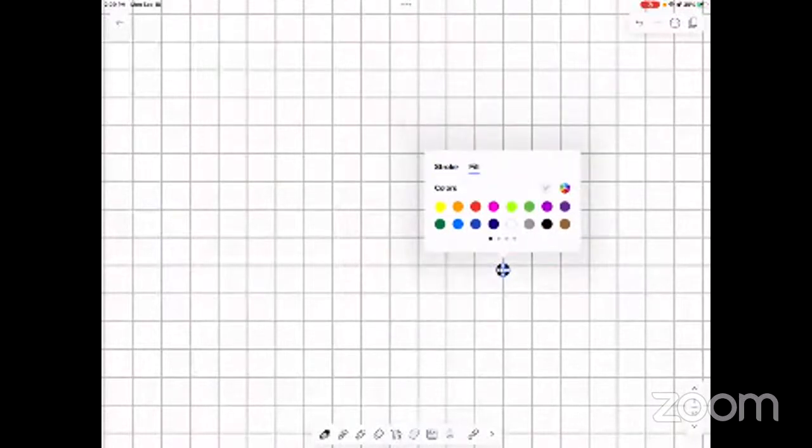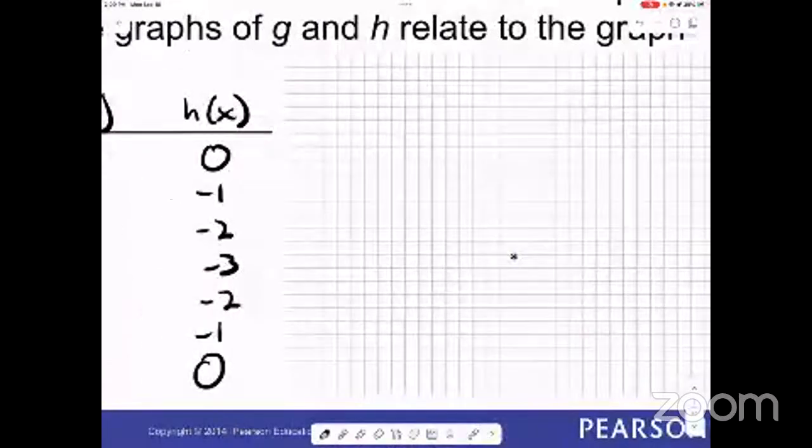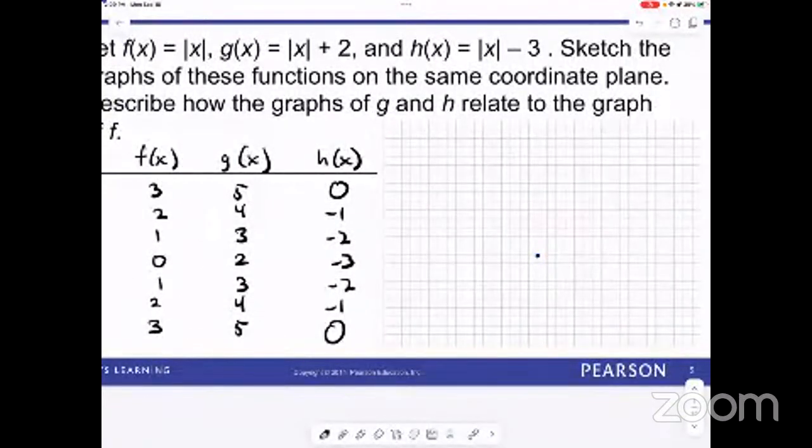Hopefully that's not too big. Okay, that looks decent. We'll let our positive x go in this direction, and we'll let our positive y go in this direction. And this is our positive x, positive y.